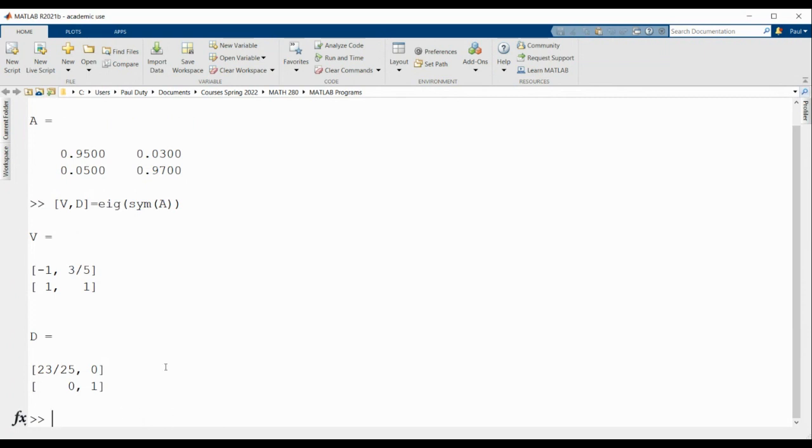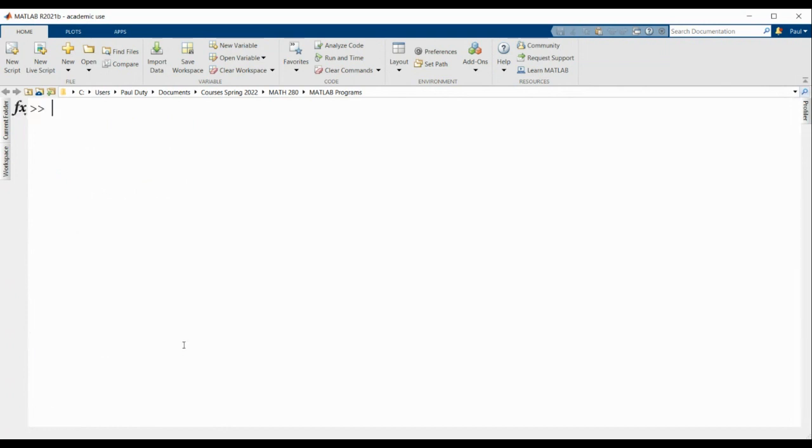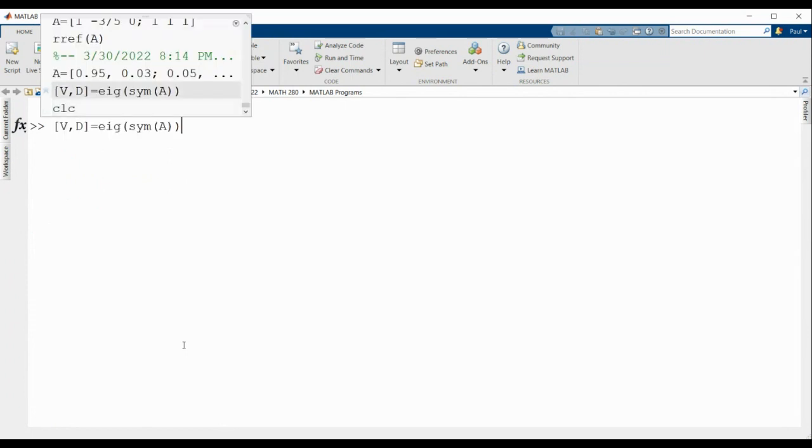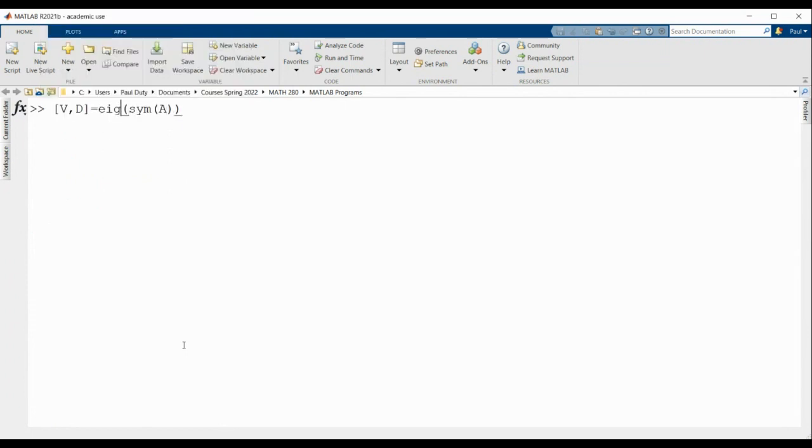So type this, and you see I get fractional answers. Now let me just try something here, class. If we were to take out the sym of A, if we were to just do eig of A, see what we get? We get decimal approximations. We don't want that. MyMathLab doesn't want that either. When you type in answers, it's not going to accept those decimal approximations. It wants exact answers.